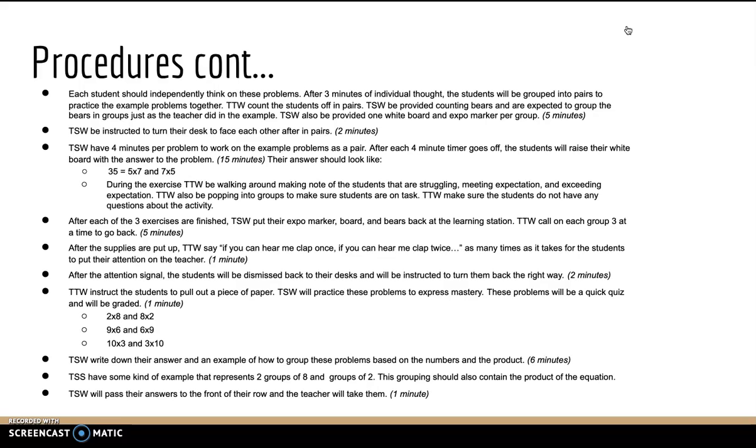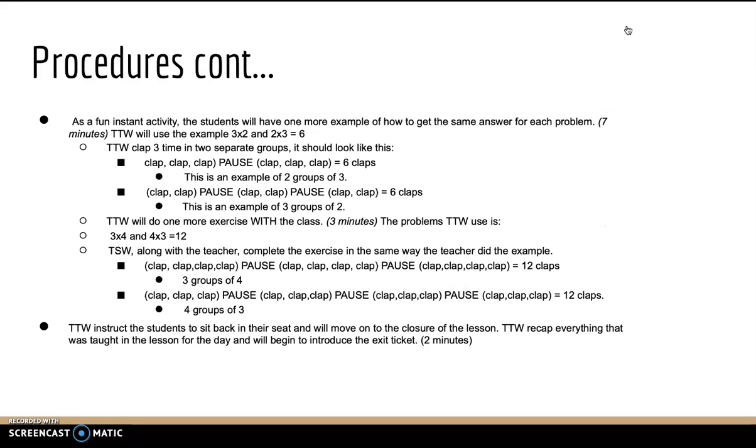Like I said, they're going to pass those to the front whenever everyone is finished. It's just a little fun activity to close off the procedure section. I have the example of 3 times 2, 2 times 3 equals 6. So we're going to do clapping just to kind of do a more kinesthetic learning style for these students. So you're going to clap 3 times, 1, 2, 3, 1, 2, 3. So that is 2 groups of 3, which equals 6 claps.